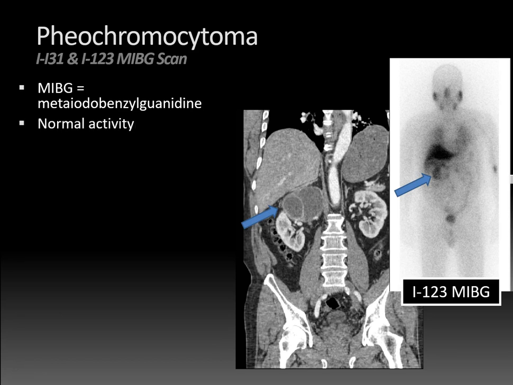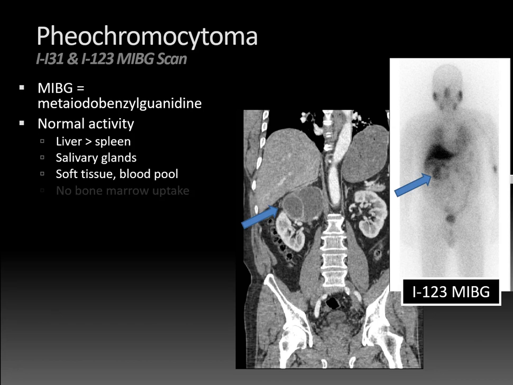So the normal activity that you'll see with an MIBG scan includes liver uptake greater than spleen, and compare that to a white blood cell or pentetreotide scan where the spleen will be more avid than the liver. Also, salivary gland uptake will normally be seen, as in this case, you can see that the parotid and submandibular glands show activity, and then you'll see normal soft tissue and blood pool uptake.